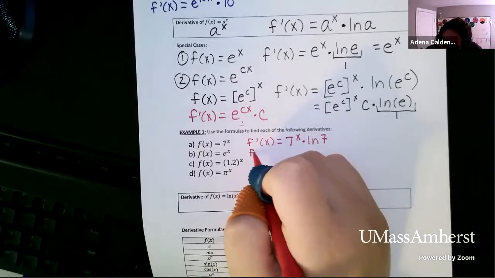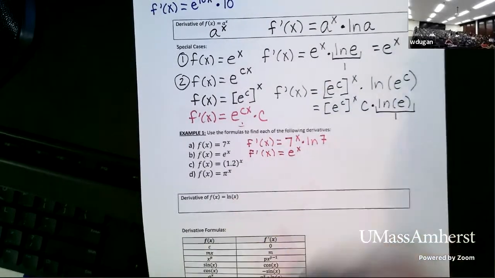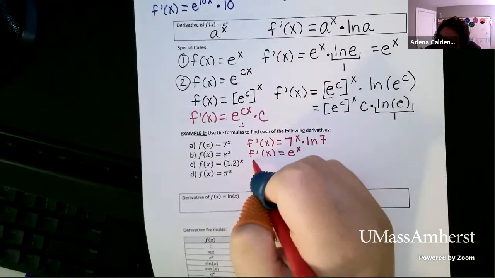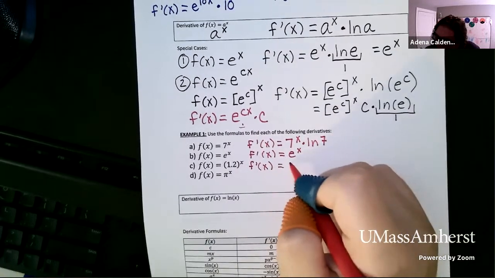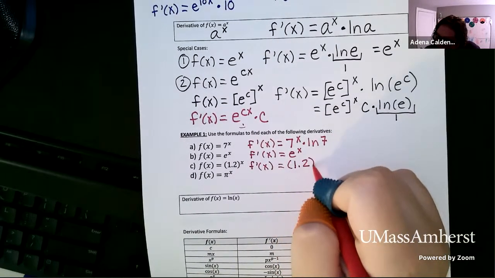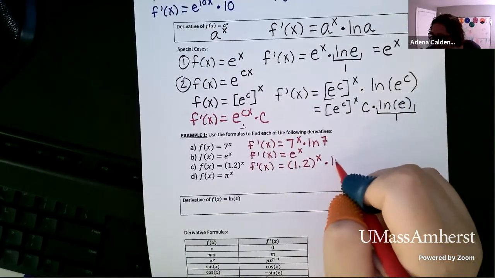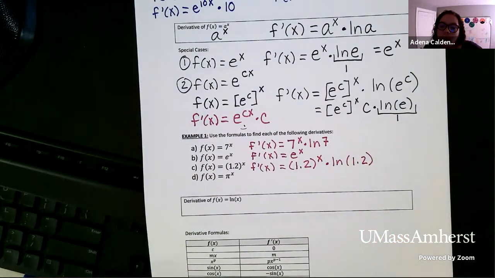For part B, I have e to the x. That's one of my special cases. So the derivative of e to the x was e to the x. For part C, I have 1.2 to the x. So again, I'm going to get the same thing back, 1.2 to the x, times the natural log of the base. So times the natural log of 1.2.